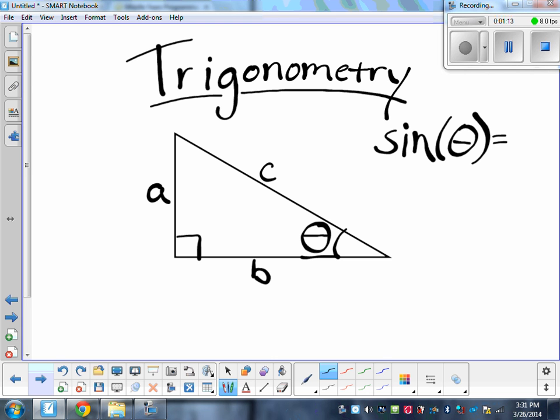So when I'm looking at my triangle, I have theta in the lower right-hand corner, and the side that is opposite, or the leg that is opposite of theta, is A. So my A value goes in the numerator of this ratio, and then the hypotenuse is side C. So the sine of angle theta is equal to A divided by C.